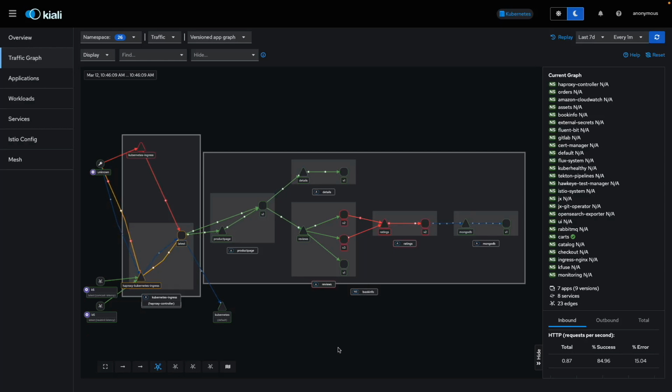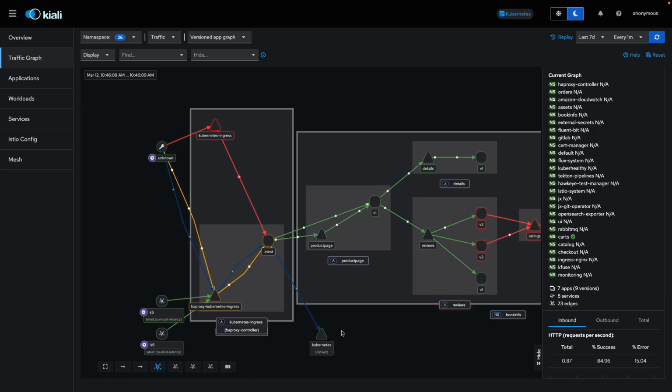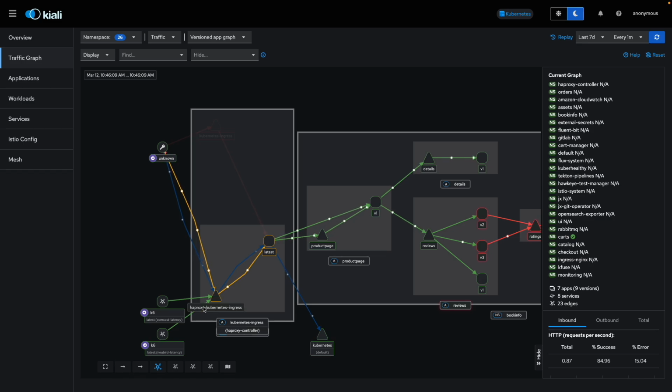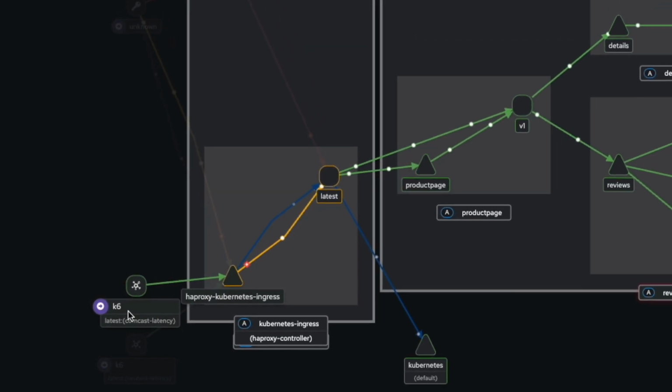In this demonstration, we're going to use OpenSearch and Prometheus in order to analyze an issue with this Bookinfo app. So in order for us to understand what's going on, I'm using Kiali here to display the visual of this product page service that's being invoked through an HAProxy ingress point by a K6 load test.